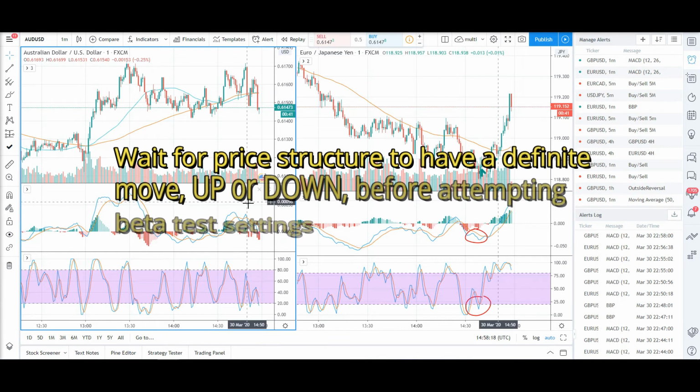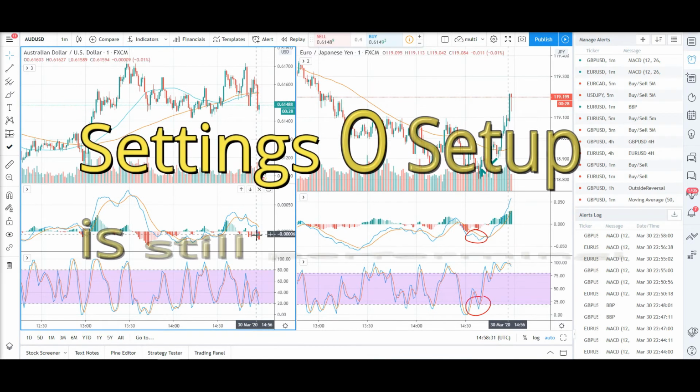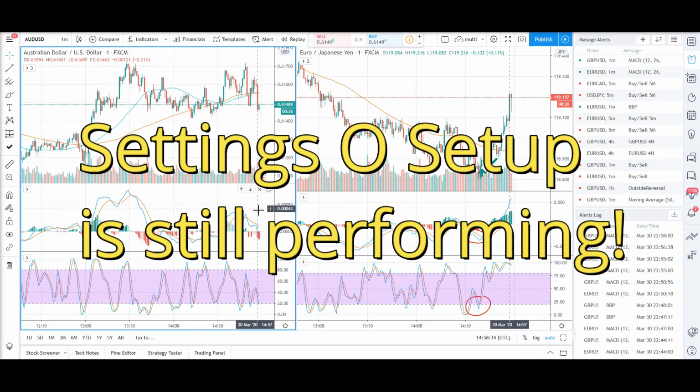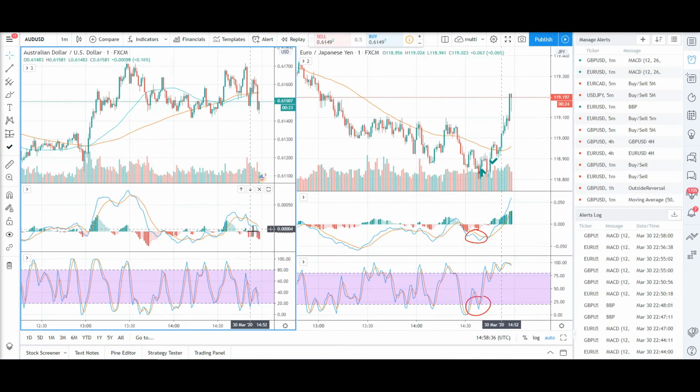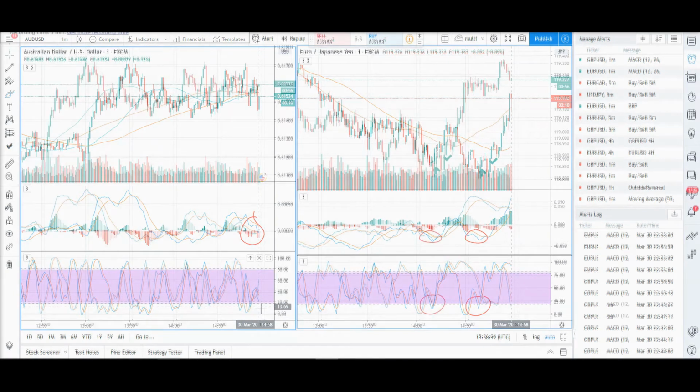Okay, so this is just a short note on the new settings that we are going to trade with, and this is one of the things that we need to avoid when we are trading with the new settings. On a side note, settings O still works pretty well. So if we see such a formation with too many crosses in the MACD indicator, you can switch back to settings O and wait for a settings O setup and trade using that instead. Okay, let's move on to the next part.